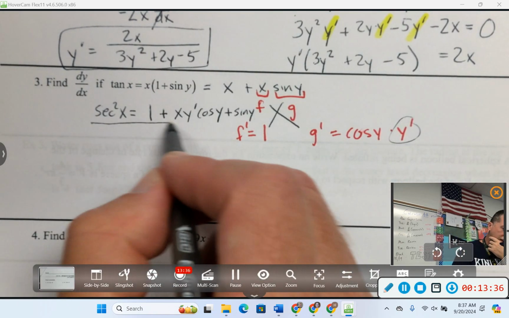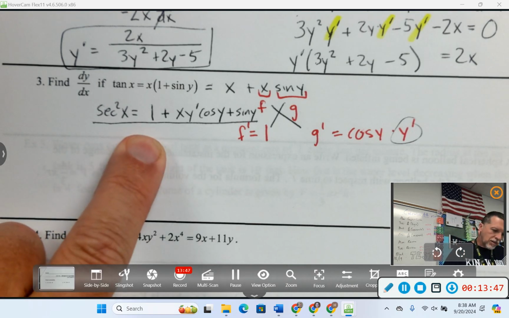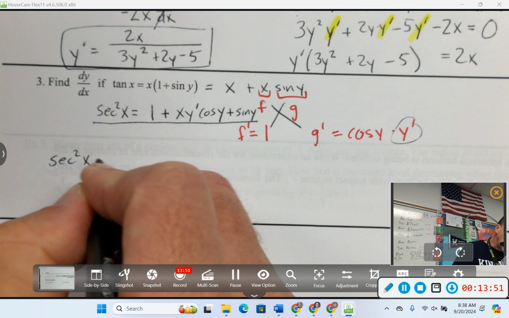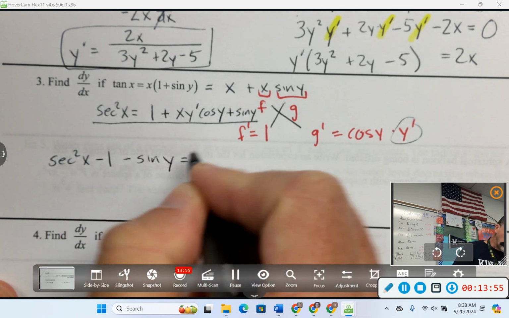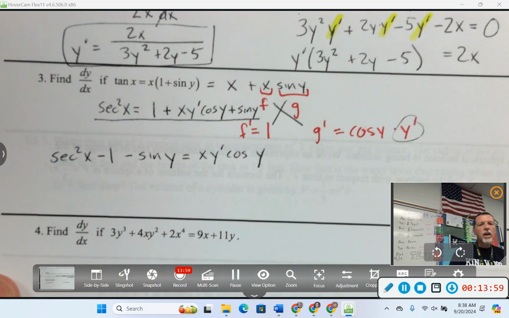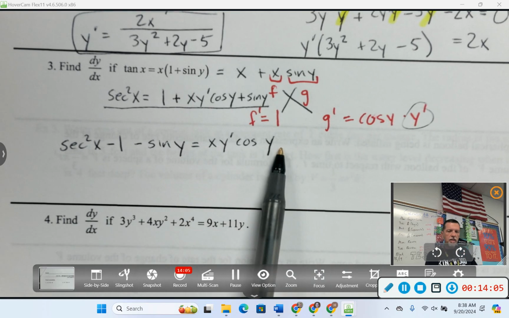So there's my statement with the derivative in there. Now I just need to clean that up and get y prime by itself. So let's subtract the 1, subtract the sine of y. This would be where some of you are going to be ambitious with your algebra, which is fine, just be careful. So secant squared of x minus 1 minus sine of y equals all of this.